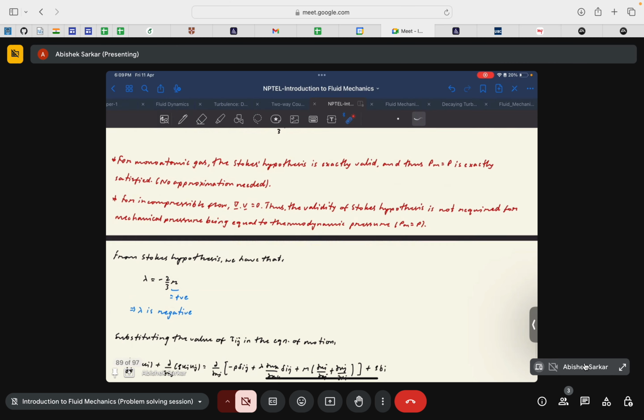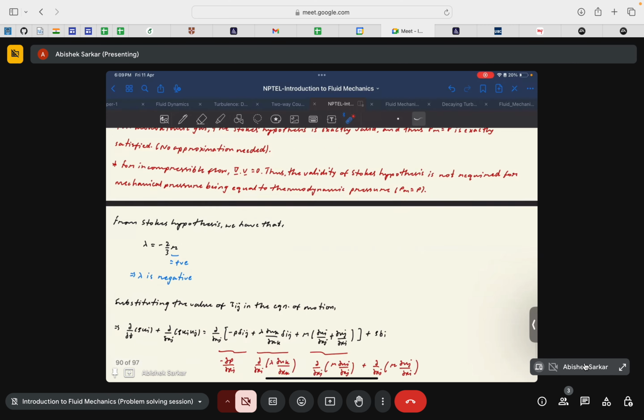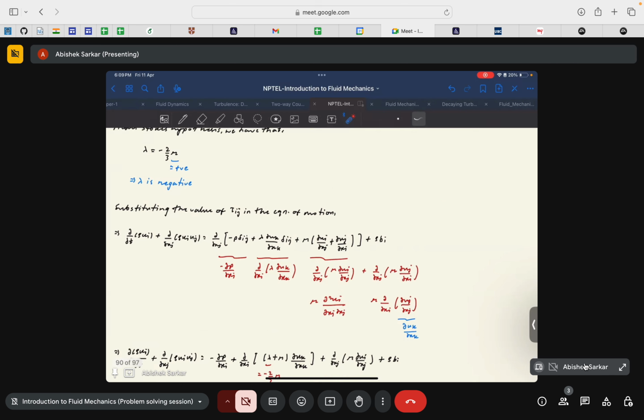Now if you replace the value of tau ij that we found from this extensive discussion back into Navier's equation, we get ∂/∂t of ρui plus ∂/∂xj of ρui uj is equal to ∂/∂xj of [minus p δij plus λ ∂uk/∂xk δij plus μ (∂ui/∂xj plus ∂uj/∂xi)] plus ρbi.